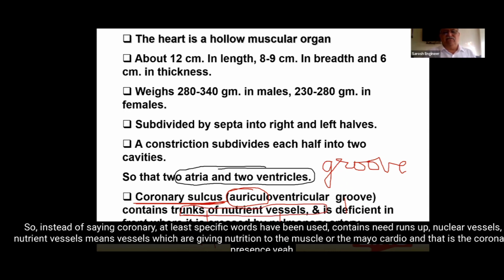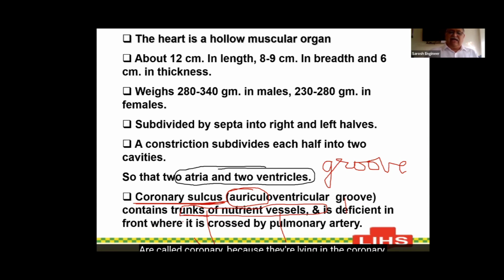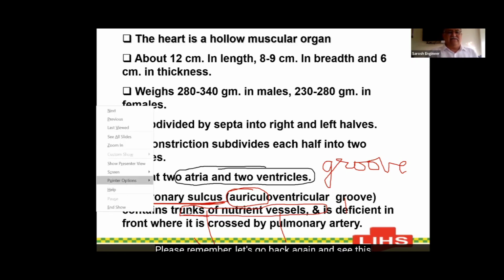Contains trunks of nutrient vessels. Nutrient vessels means vessels which are giving nutrition to the muscle, or the myocardium. And that is the coronary vessels. They are called coronary because they are lying in the coronary sulcus. The word coronary has nothing to do with the heart. Please remember. Let's go back again and see this.